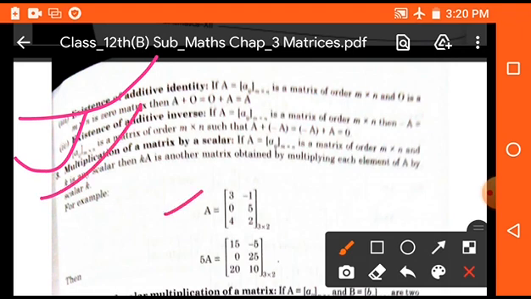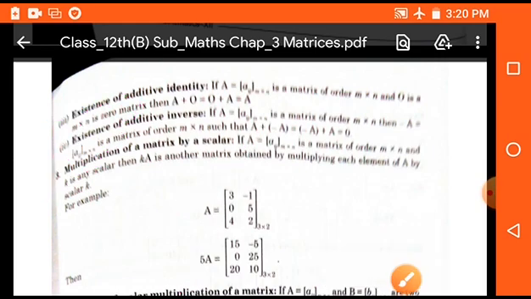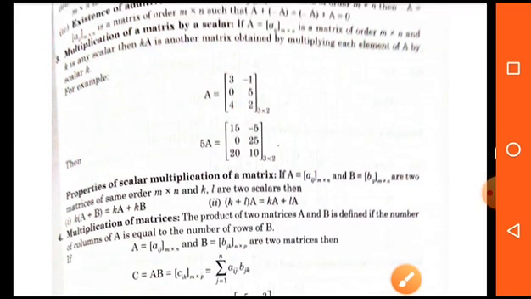Okay students, multiplication of a matrix by a scalar. It means that if we have any matrix of any order and we have to multiply this matrix by any scalar, that is any constant number, then all elements of this matrix will be multiplied by the same number. This is the function of a scalar. Okay students.